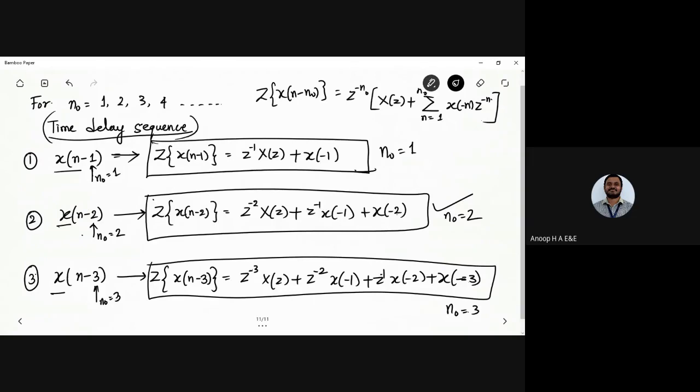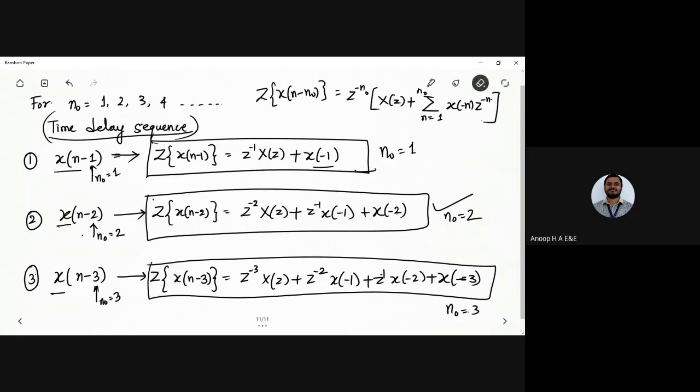I'll be writing it as x of minus 1, z, that is there itself. So I can write it like this, and z power minus 1 is there. So this one is already there, x of minus 1. Next, I'll be writing it for x of n minus 2, z power minus 2 x of z plus z inverse x of minus 1. So that's how we are going to write it for the given sequence.